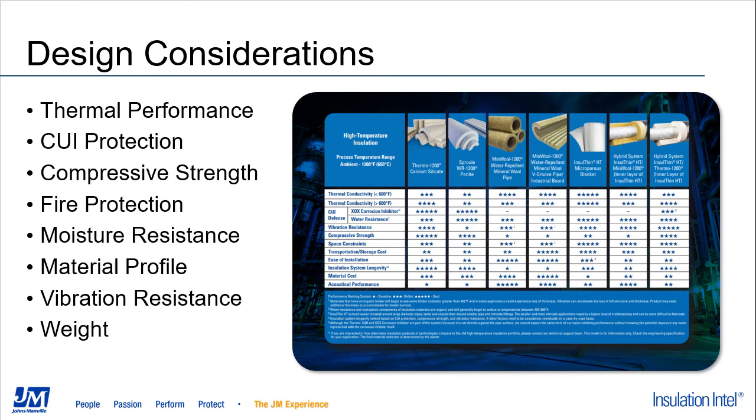And those design considerations can include things like the thermal performance of the insulation material, whether or not corrosion under insulation is a significant concern that you need to address, whether or not the material needs to have a fairly good compressive strength so that it reduces the risk of mechanical damage during or after installation. Does the application require any type of fire protection? Is moisture resistance important? This can tie in quite well with the whole CUI issue as well.